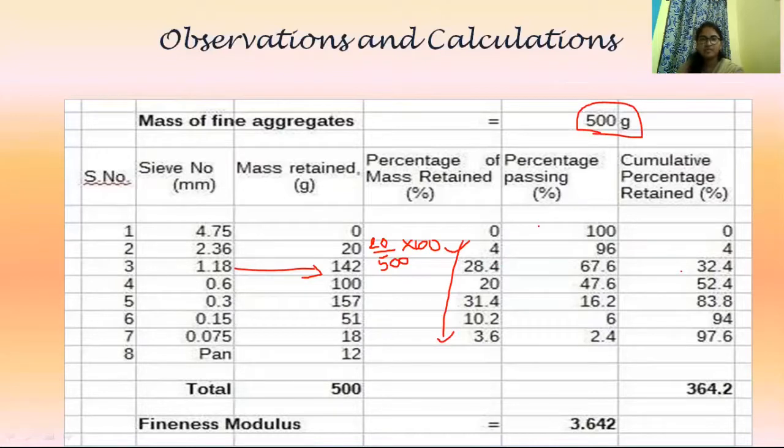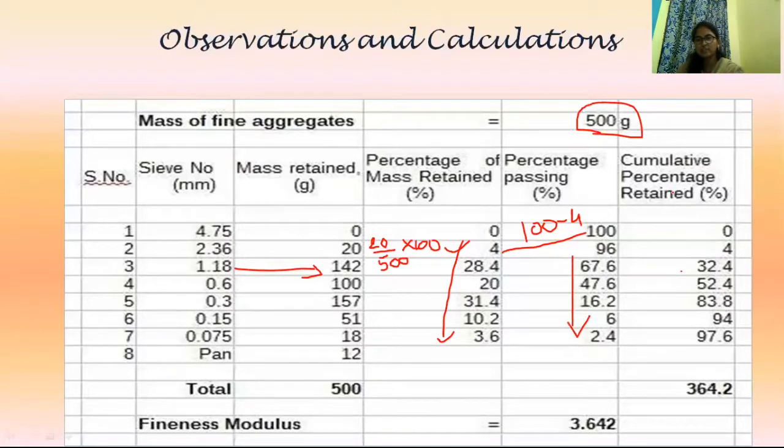And percentage passing. Here we take 100 minus 0, which is 100. Then 100 minus 4, which is 96. Then 96 minus 28.4 is 67.6. Like this we can calculate the remaining values.